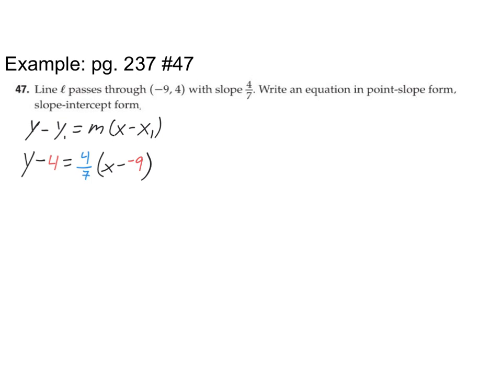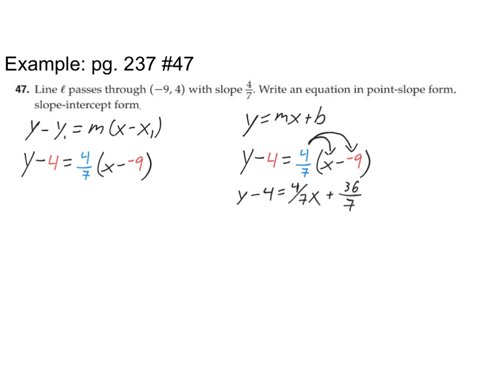I will now put it into slope intercept form, and I'm going to walk us through this because I need to show my work. Slope intercept form comes in the form y equals mx plus b. To convert from point slope form to slope intercept form, first I take my point slope form and distribute the 4/7 into the parentheses.